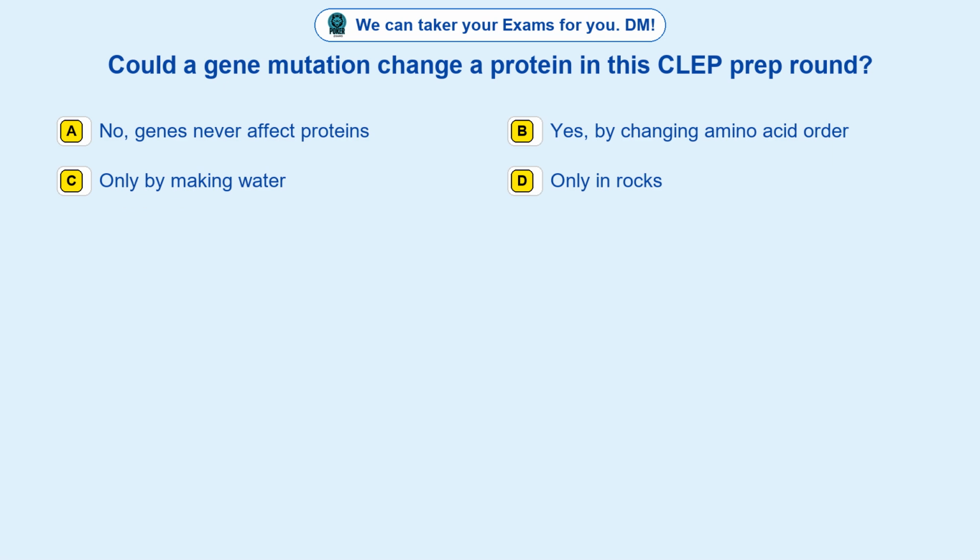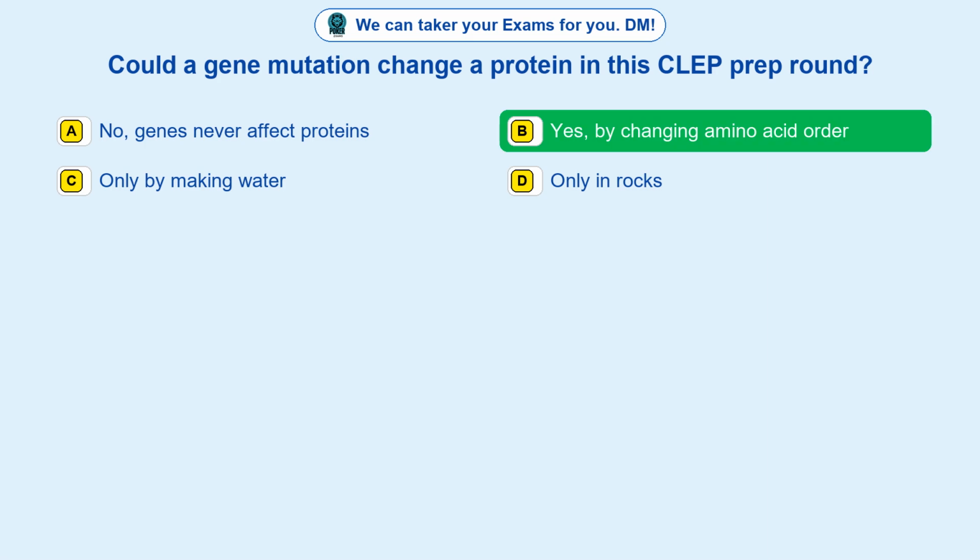Question 10. Could a gene mutation change a protein in the CLEP prep round? Option A. No, genes never affect proteins. Option B. Yes, by changing amino acid order. Option C. Only by making water. Option D. Only in rocks. The correct answer is option B. Yes, by changing amino acid order.